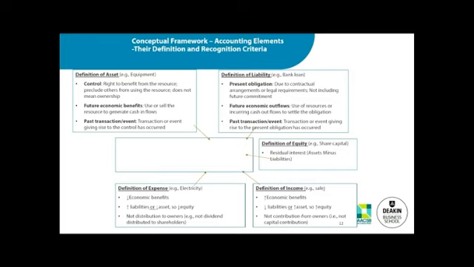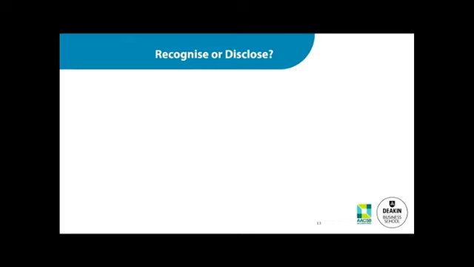And when we find that any of these items satisfy the definition criteria, then we have to match the item with the recognition criteria. If the item can satisfy the recognition criteria, then we can record and report the item in our books.